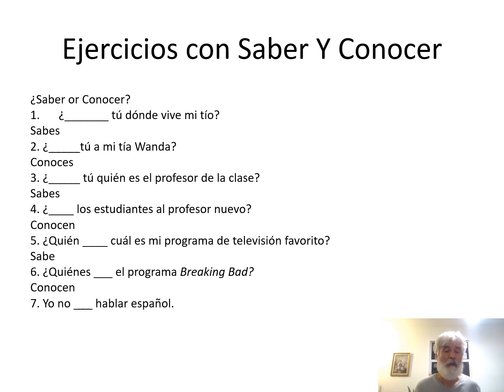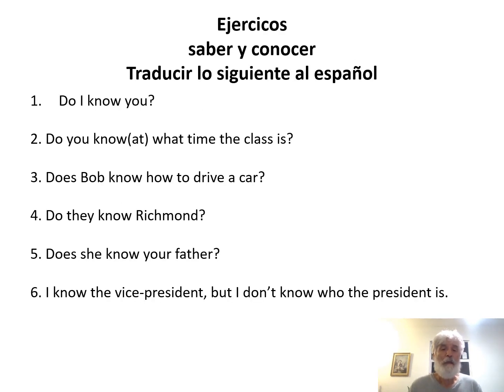And 7. Yo no, so I don't know how to speak Spanish. That's a factual thing, a skill. So we use saber. Yo no sé hablar español. I don't know how to speak Spanish. And let's do these quick exercises here. Let's try to translate these into English.